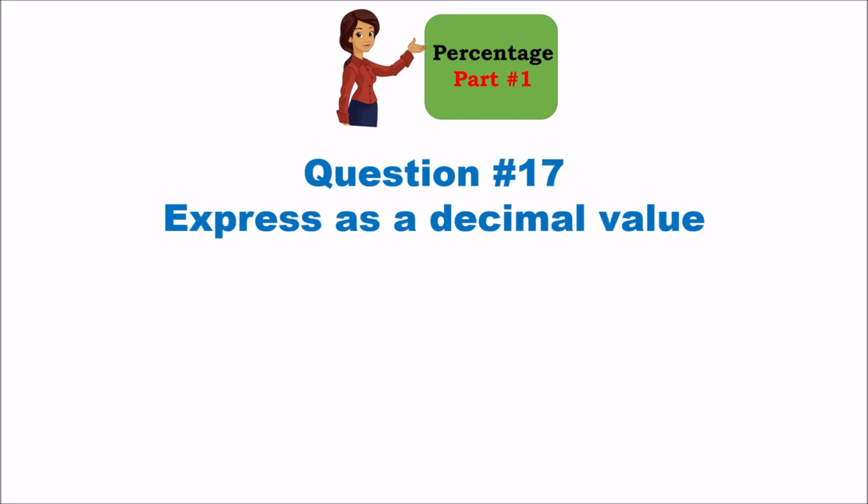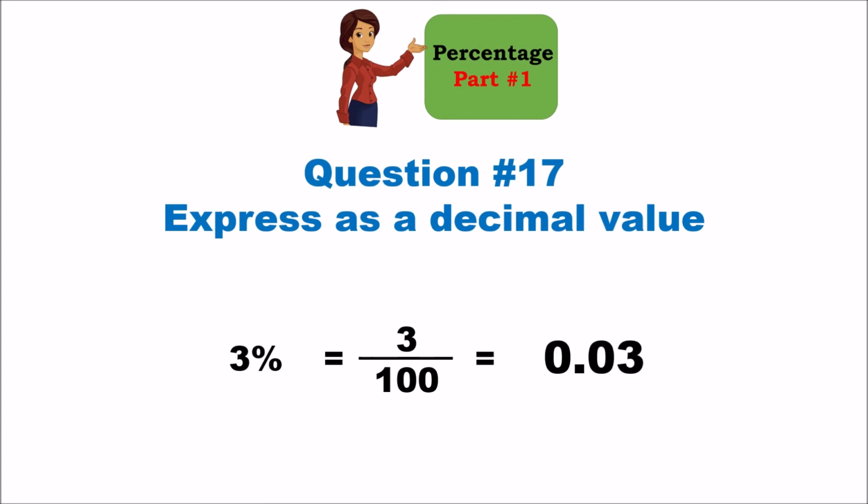Expressed as a decimal value. Now we've got 3%. Now 3% is basically 3 upon 100. When we divide 3 by 100, we get 0.03. So we can say 3% in terms of percentage is 0.03 in terms of a decimal value.